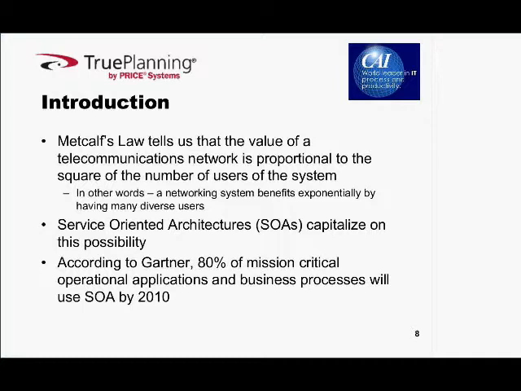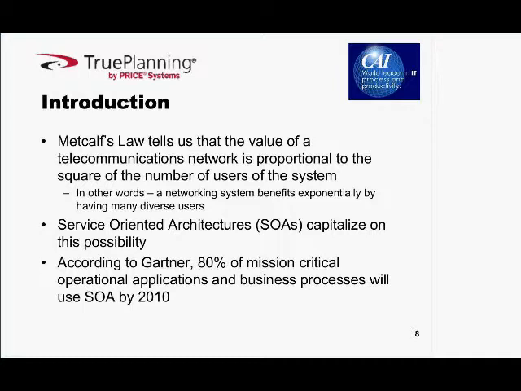I start by talking about Metcalfe's Law, which tells us that the value of a communication network, a telecommunication network, is proportional to the square of the number of users of the system. In other words, the more people that are added onto the system, the value of that system is increased non-linearly in a positive direction. So more people using a networking capability more than doubles the value that capability brings to the world at large.